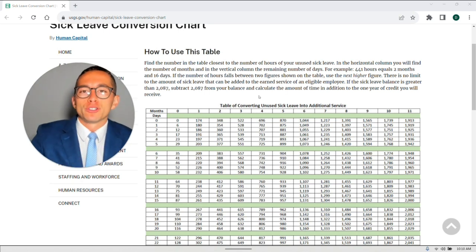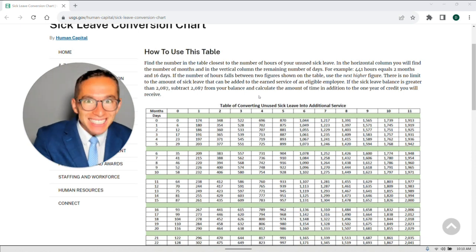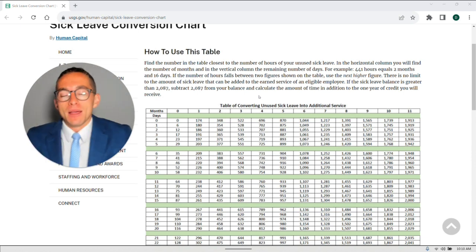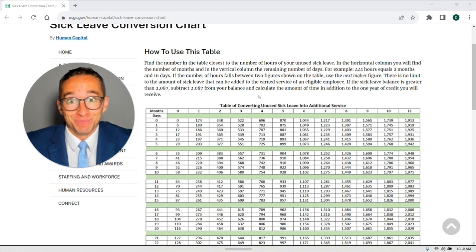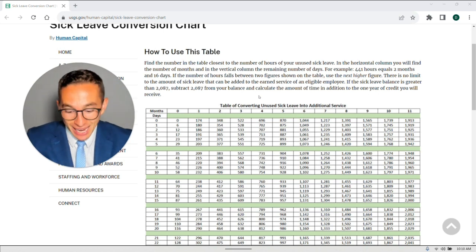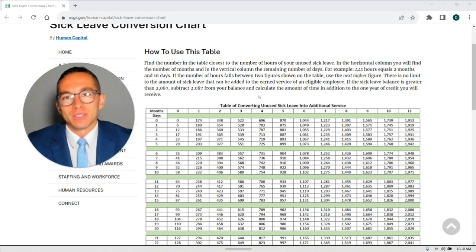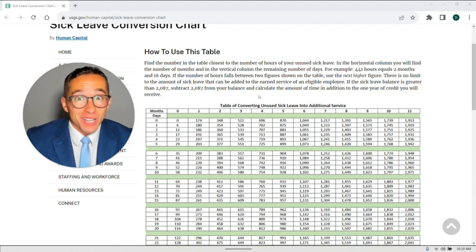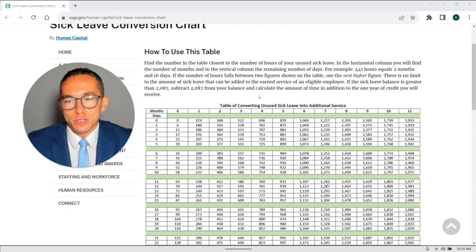So what happens though if you have unused sick leave at retirement? Well, if you didn't know, it can add time back into your pension calculation, therefore increasing your pension. So if you have 1,000 hours of unused sick time, that time can be used to add into your pension and get more money every single month in retirement for the rest of your life, which is awesome. But how does that actually work? How many hours of sick leave do you have to use to make this work?